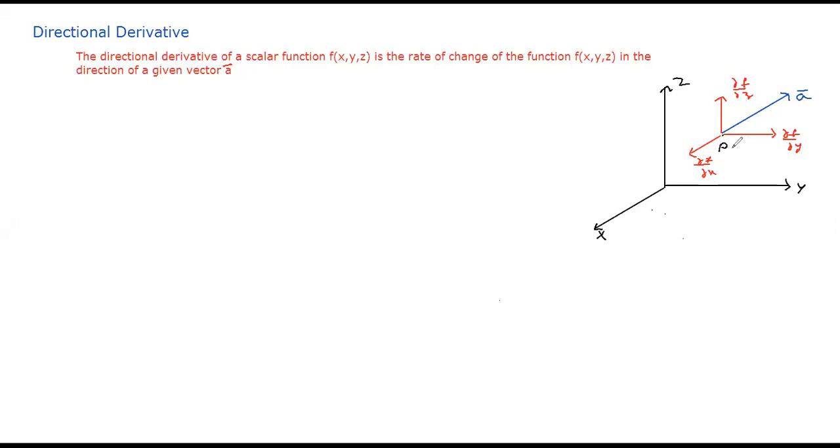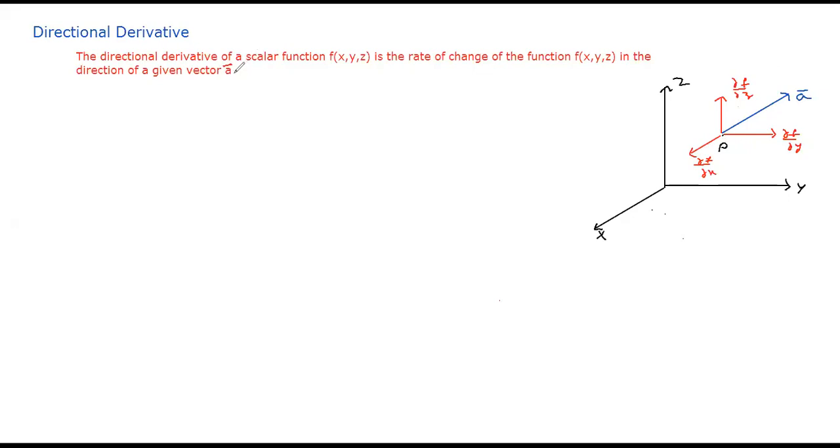Now you can see these partial derivatives are nothing but special cases of the directional derivative. The directional derivative along the x-axis is the partial derivative with respect to x. The directional derivative along the y-axis is the partial derivative with respect to y. The directional derivative along the z-axis is the partial derivative with respect to z. So how to write down the directional derivative along an arbitrary direction? We will see now.